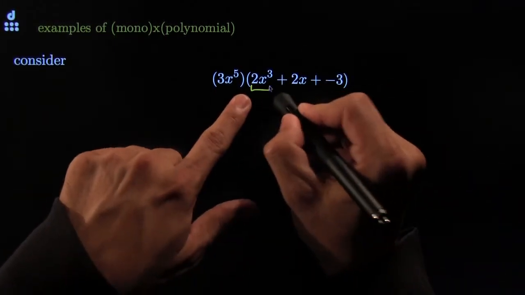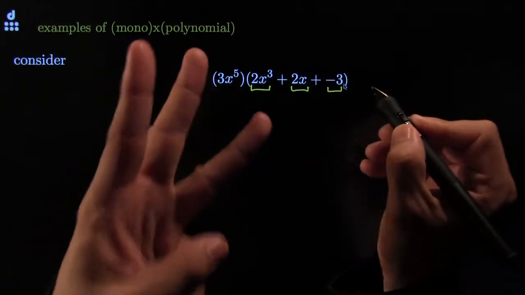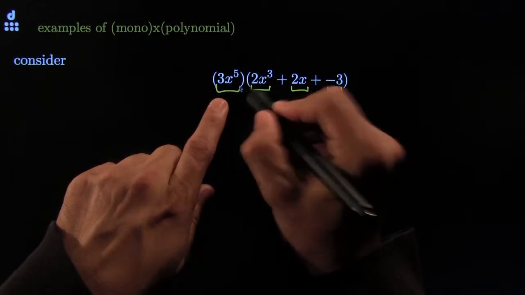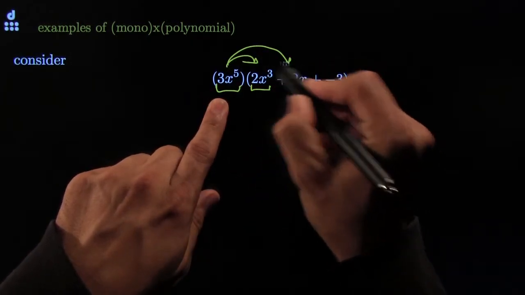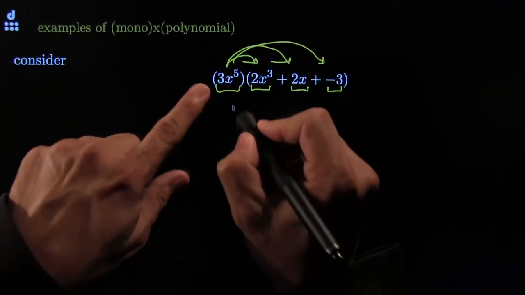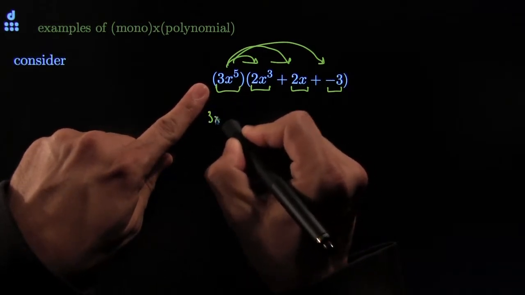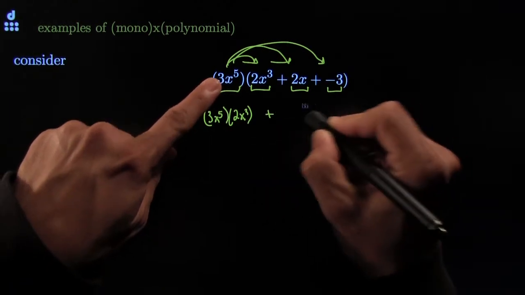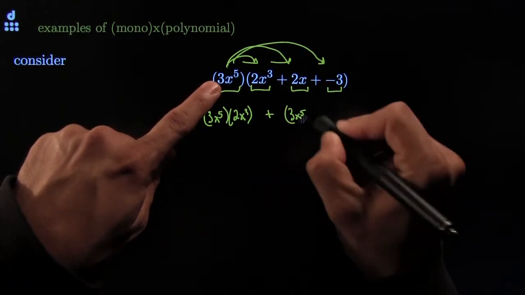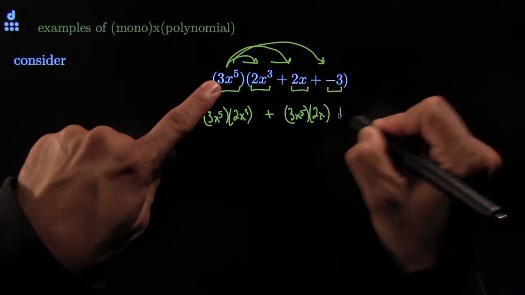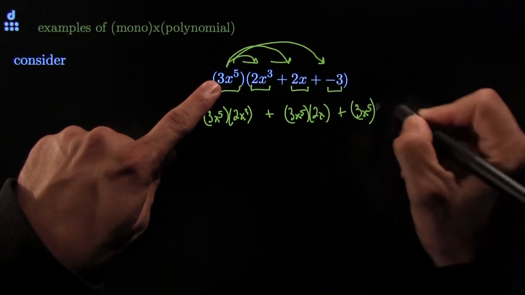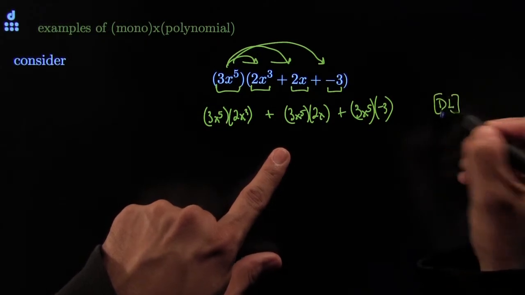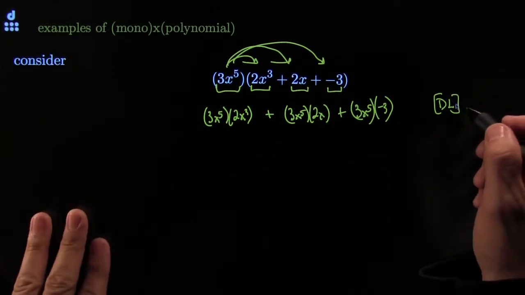Here, take this example. You have 1, 2, you have 3 terms on the right hand side. You have 3 terms. That's how many times this guy has to be distributed. Once, twice, 3 times using the distributive law. So this would give me 3x to the 5 times 2x to the third plus 3x to the 5 times 2x plus 3x to the 5 times negative 3. This of course is the distributive law. You can use the symbol or you can use the letters, distributive law.